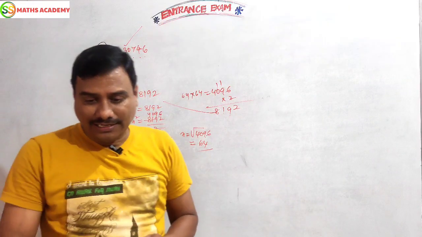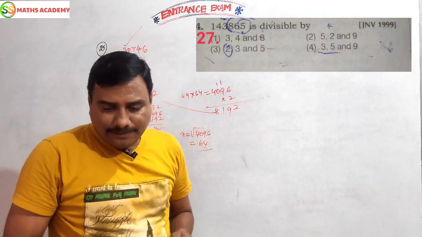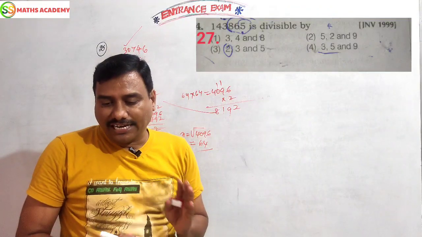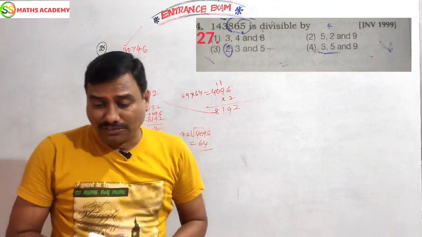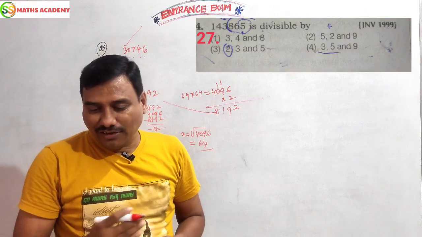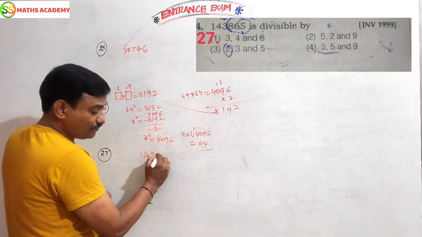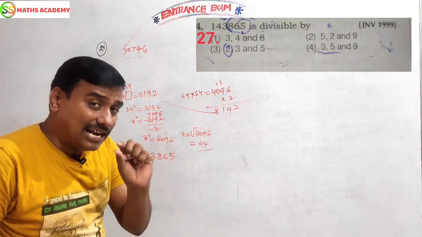Now the 27th question. Yes, this is the 27th question. Now I am reading the question. 1,43,865 is divisible by which of the numbers? 346, 529, 235, 359. So first I am going to write the question. Friends, by seeing the question you can guess the answer a little bit.